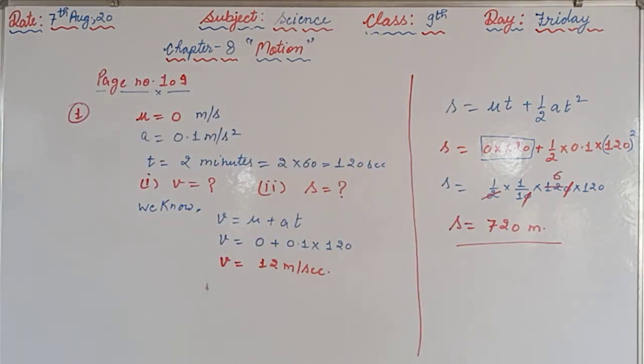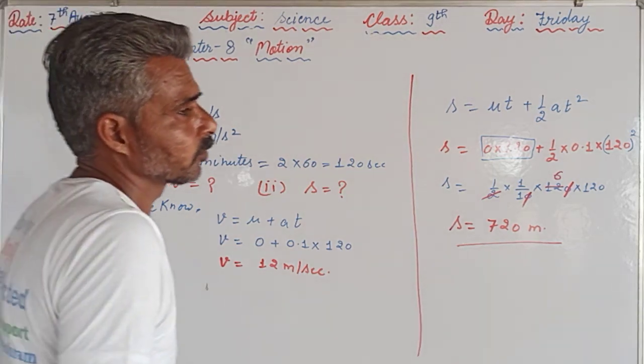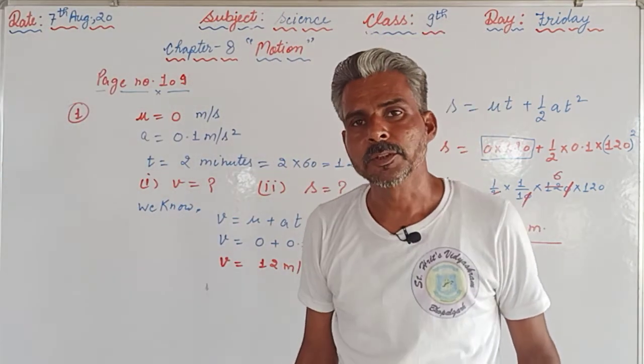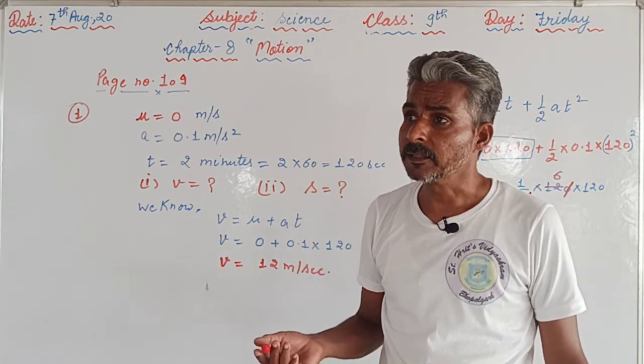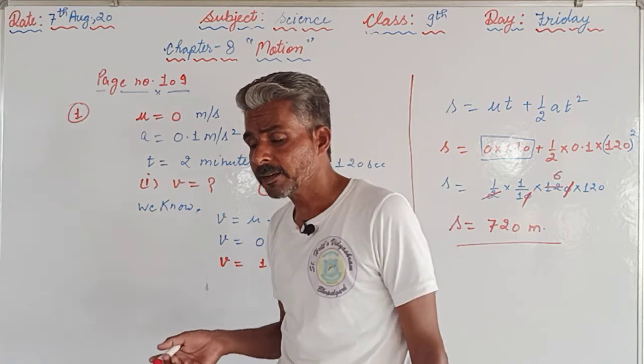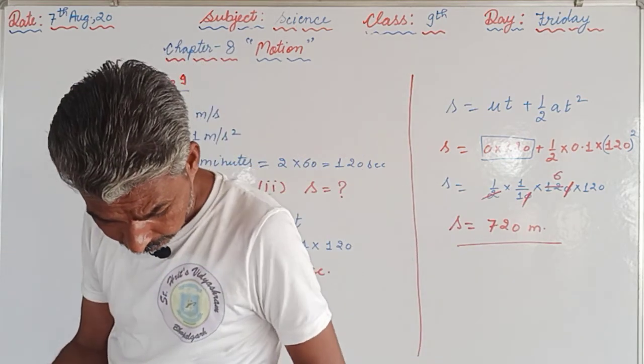So according to this question, the bus has acquired the speed of 12 meter per second after 2 minutes, and the distance covered during this given time is 720 meters. So like this you are supposed to proceed with the questions, either the theoretical ones or the numerical ones within the textbook.